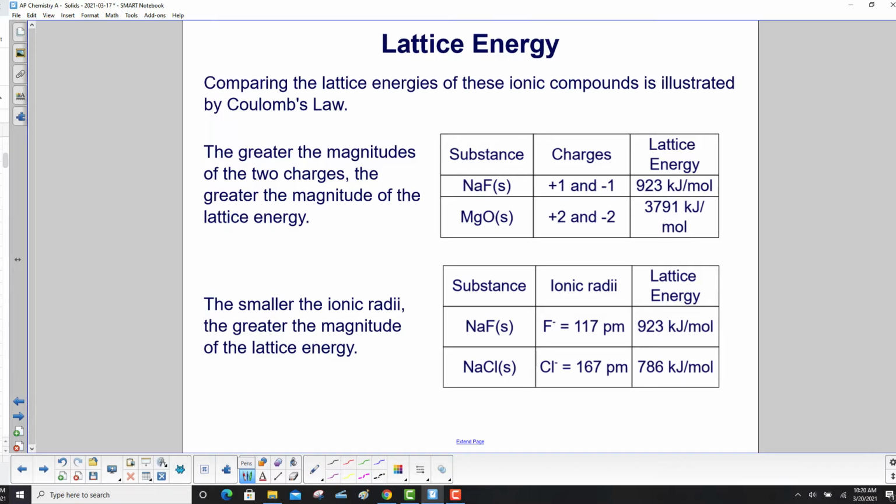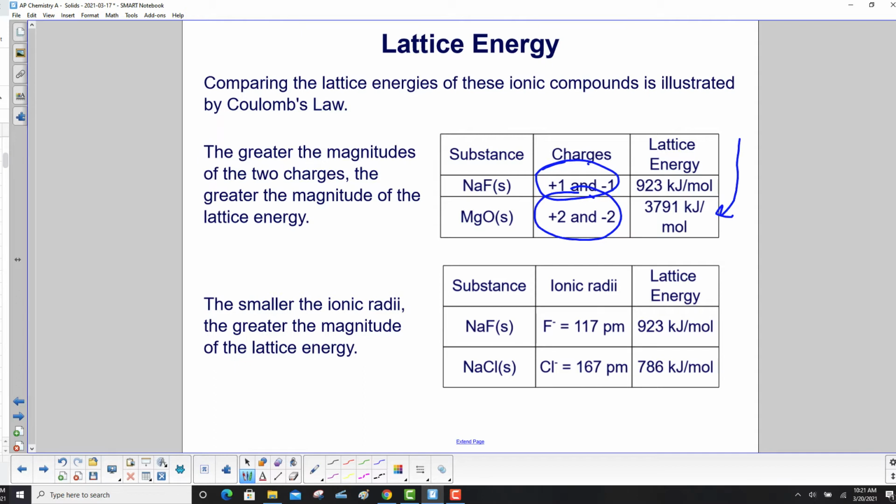Comparing the lattice energies of these ionic compounds is illustrated by Coulomb's law. The greater the magnitudes of the two charges, the greater the magnitude of the lattice energy. So here for sodium fluoride, the charges are +1 and -1. Magnesium oxide has twice the charges, and it has a greater lattice energy.